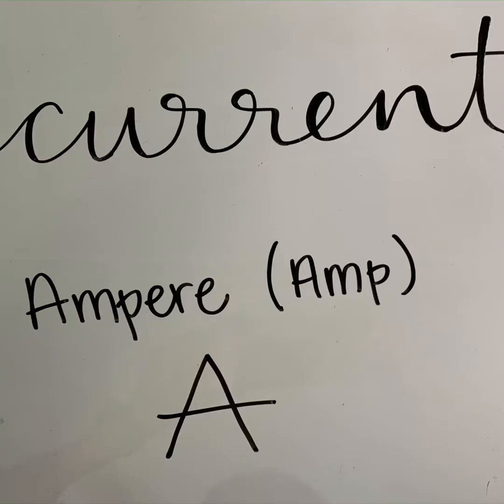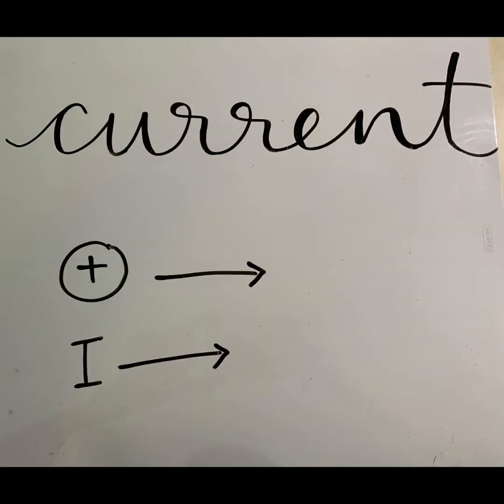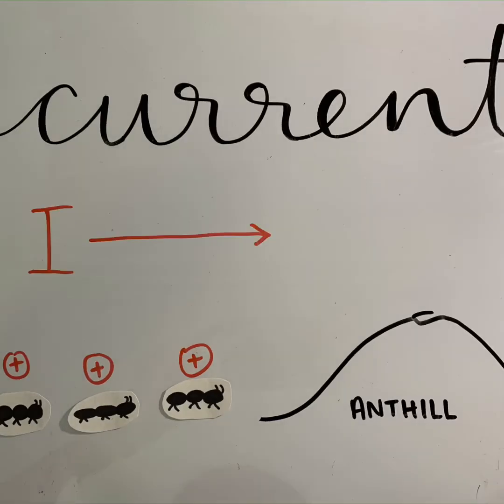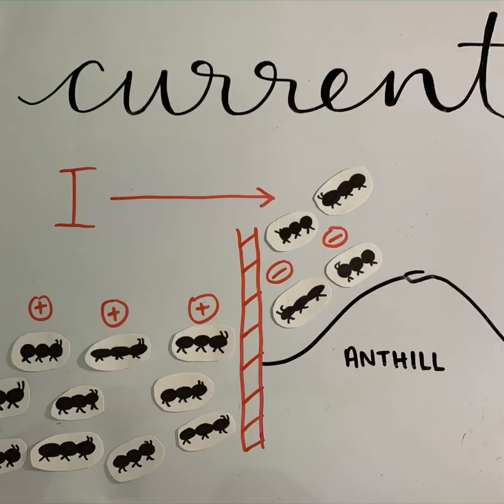The unit for current is an ampere, or an amp. This is denoted by the capital letter A. Current flows from positive to negative, or in other words, it moves in the direction that a positive charge would flow. If we say that the ants heading toward the anthill are positive charges, then the current would be moving in this direction. However, if ants leaving the anthill are negative charges, then they are moving in the opposite direction of the current flow. To calculate the current in this situation, we would have to discover the net amount of ants that cross the line going toward the anthill.